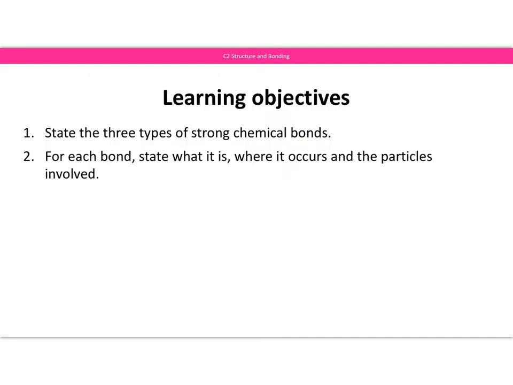So here are our first two learning objectives. Firstly, it says state the three types of strong chemical bonds. So really this is just introducing to us the idea that we can describe three types of chemical bonding.